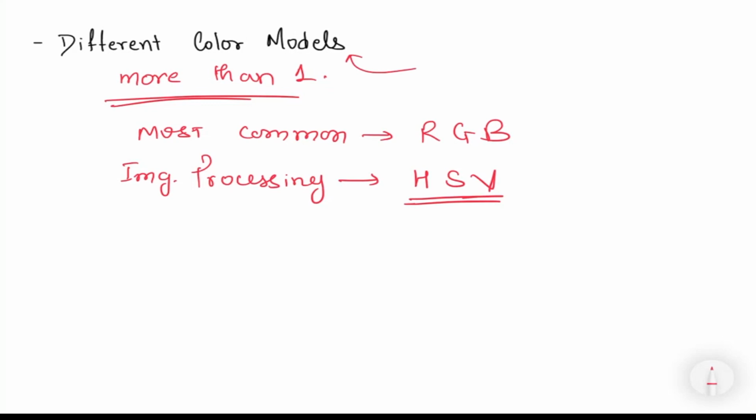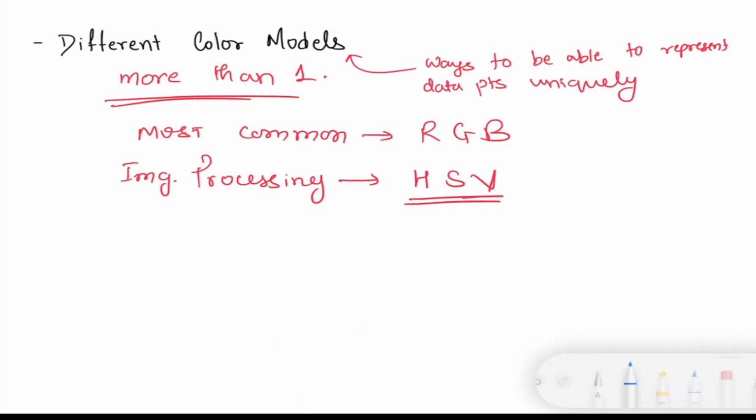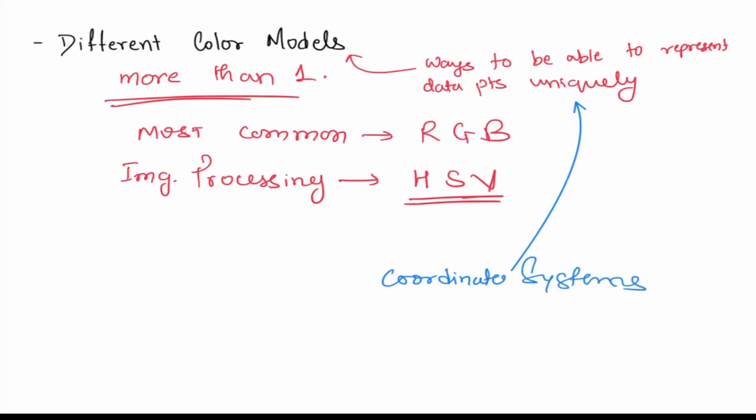Color models are just ways to represent the data. The data is color, and we want to be able to represent it uniquely. Uniquely is the key. We want a unique representation for each color, and we can achieve that using various color models. There is more than one color model. You can relate it to coordinate systems. If you want to represent a point in open space, you use coordinate systems. There are different coordinate systems to represent the same data uniquely.